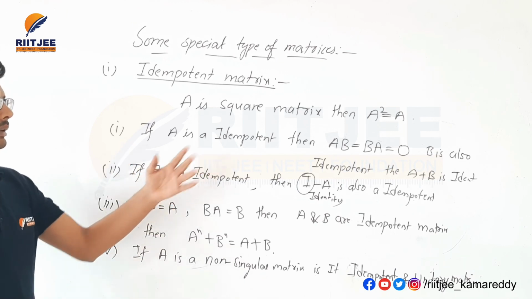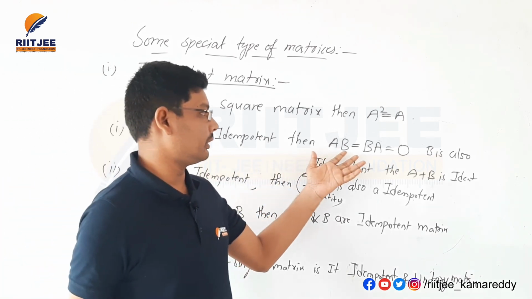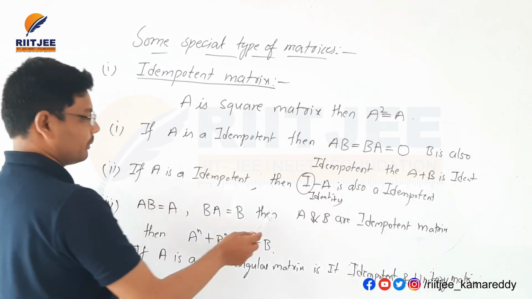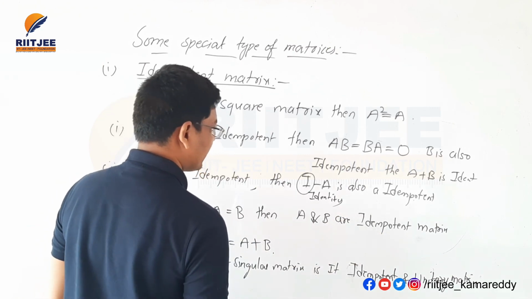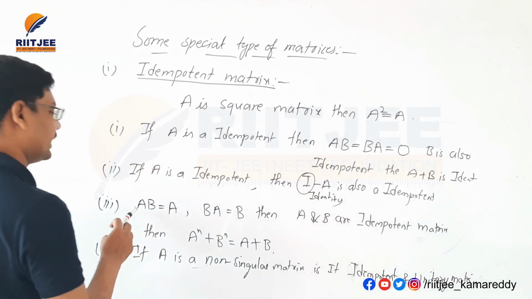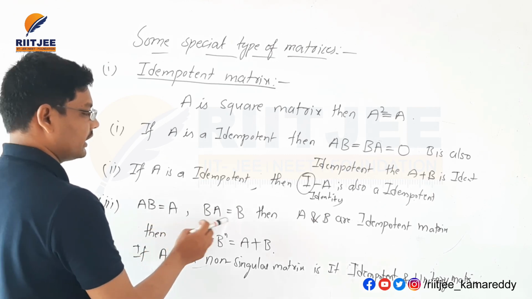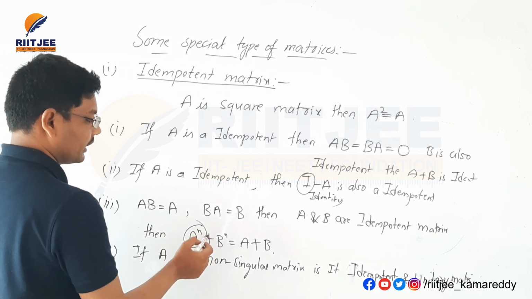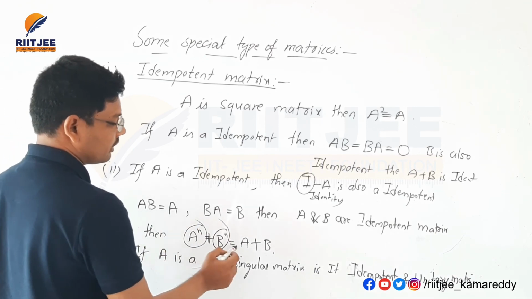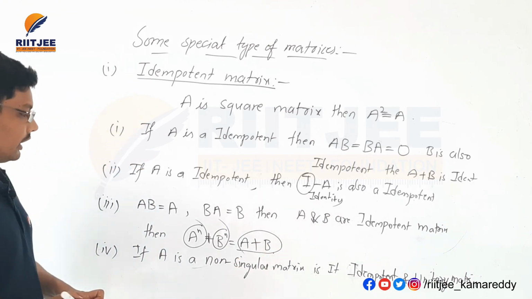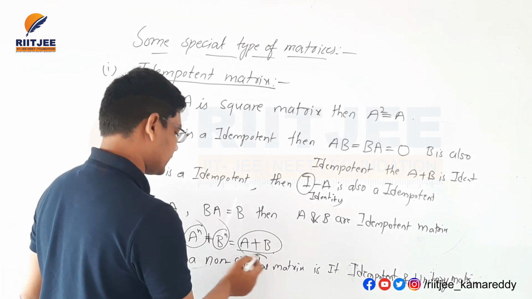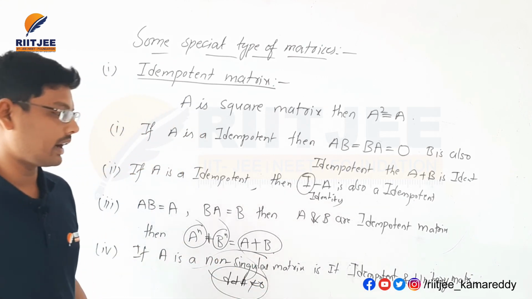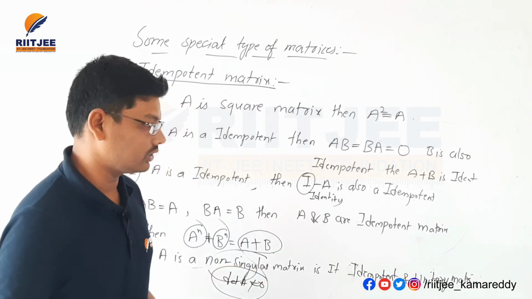Here the first one: if A is an idempotent matrix, A into B and B into A is equal to null matrix. If A is an idempotent matrix, I minus A is also an idempotent matrix, where I is an identity matrix. And AB is equal to A and BA is equal to B, then A and B are idempotent matrices. Then the condition is A to the power of n plus B to the power of n is equal to A plus B. If A is a non-singular matrix, non-singular matrix is nothing but the determinant is not equal to 0, then only it is called a non-singular matrix. It is an idempotent matrix and unitary matrix.